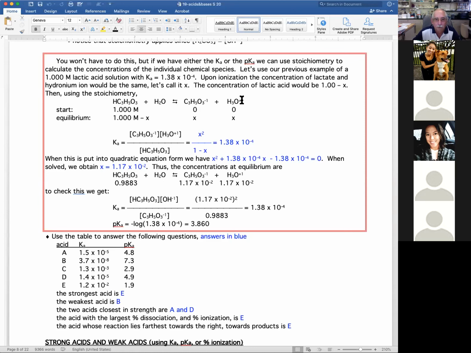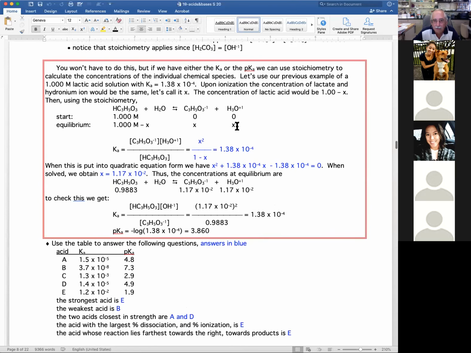So the Ka would be product concentrations over reactant concentrations, and I have values for those. X times x, and this would be 1 minus x. And that is equal to this number right here. So all I have to do now is solve for x, and I'll figure out what these concentrations are. So I put it into the quadratic equation form, and when I solve for it, I get x is this value right here.